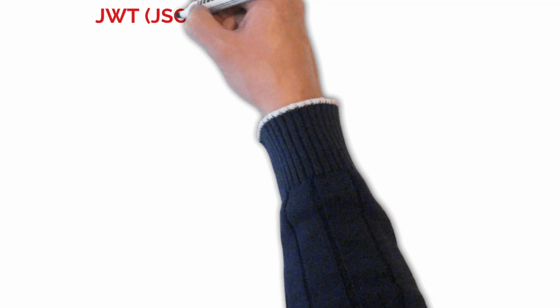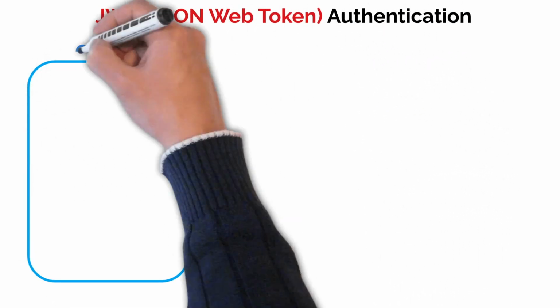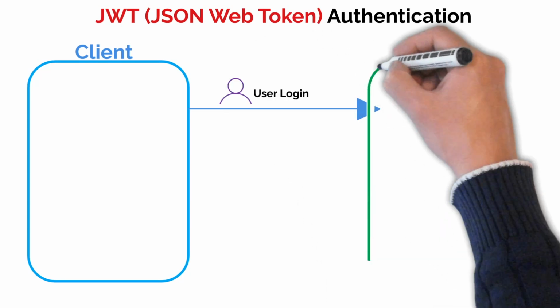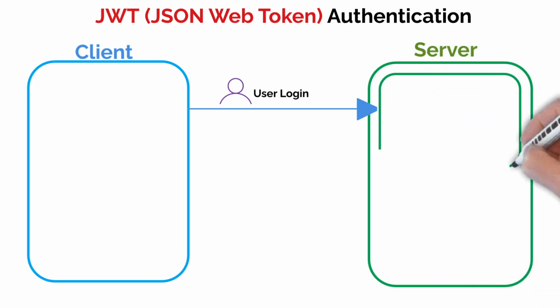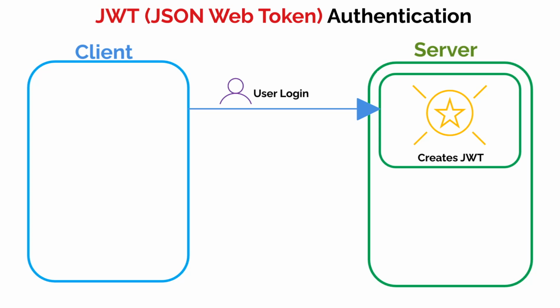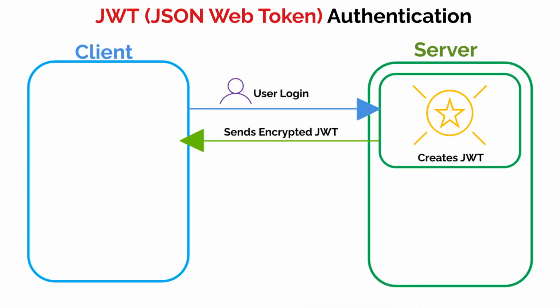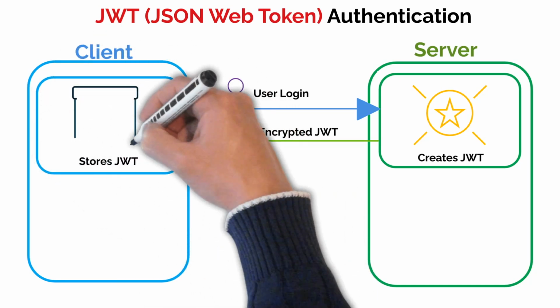The next popular method is JWT, JSON Web Token Authentication. So here's how it works. You have the client that sends a login request to the server with the user's credentials. Then the server validates the credentials and, if correct, generates a JSON Web Token. This token contains data such as the user's ID, roles, and expiration time. The server sends the JWT back to the client, typically in the response body. The client stores the token for future use.